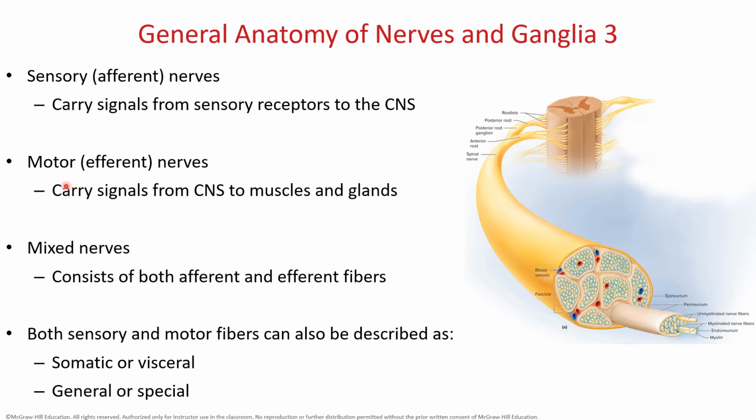Motor nerves would be the opposite. Motor nerves are known as efferent nerves. They carry signals from the central nervous system to muscles and glands. We have mixed nerves, which consist of both afferent and efferent fibers, both sensory and motor fibers. We talked about this with cranial nerves, having mixed cranial nerves, only motor cranial nerves, and only sensory cranial nerves. Both sensory and motor fibers can also be described as somatic or visceral, or we can call them general or specific or special.